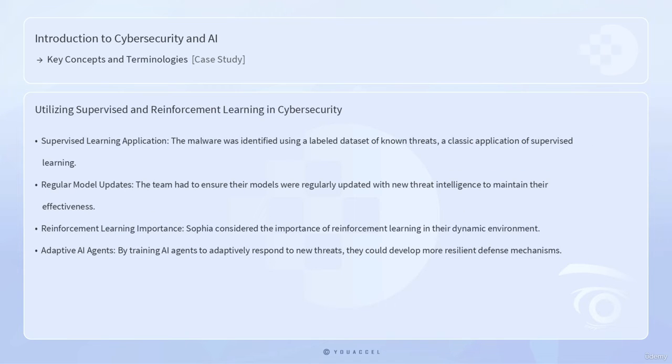Sophia's thoughts shifted to the broader implications of their findings. The malware was identified using a labeled dataset of known threats, a classic application of supervised learning. This raised a critical question. How can supervised learning be effectively utilized to keep pace with the ever-evolving landscape of cyber threats? The team had to ensure their models were regularly updated with new threat intelligence to maintain their effectiveness. Additionally, Sophia considered the importance of reinforcement learning in their dynamic environment. By training AI agents to adaptively respond to new threats, they could develop more resilient defense mechanisms.